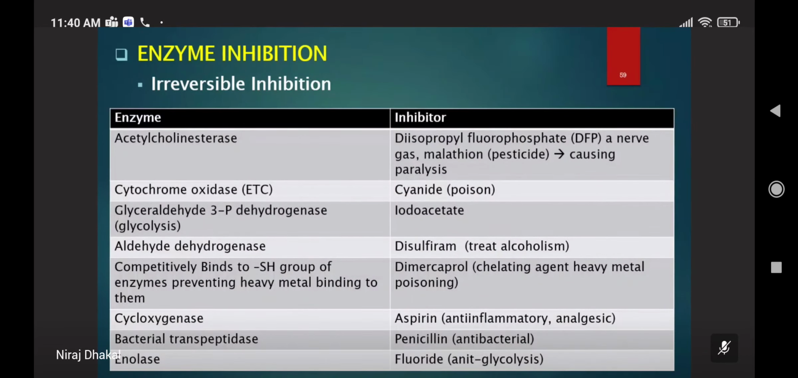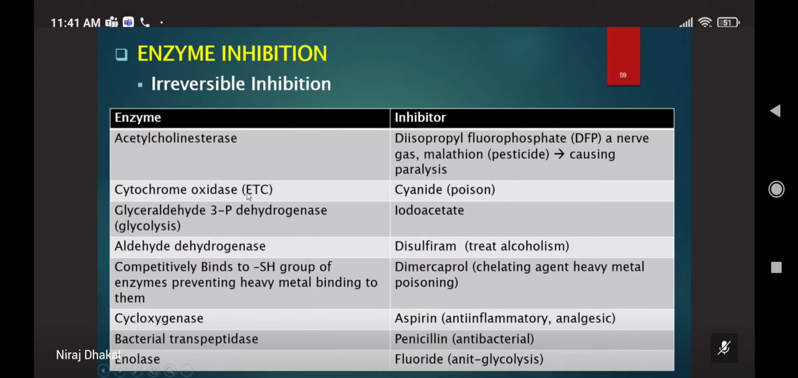Now you can see here examples of irreversible inhibitors. For example, the enzyme acetylcholinesterase is irreversibly inhibited by diisopropyl fluorophosphate, DFP, which is a nerve gas. Or malathion, a pesticide normally used in crop fields, causing paralysis. They inhibit acetylcholinesterase, which is required for muscle contraction and other neurotransmission. So in the presence of these inhibitors, the neurotransmission stops and there is paralysis. And that paralysis is permanent. It cannot be reversed.